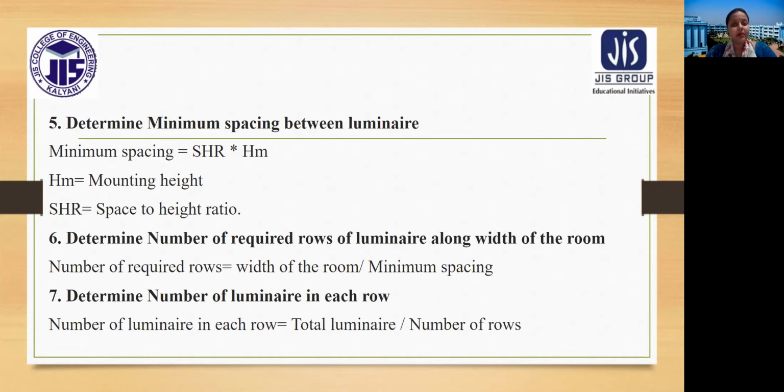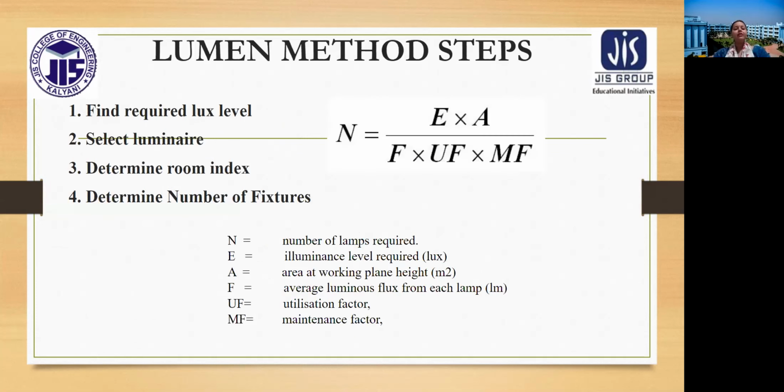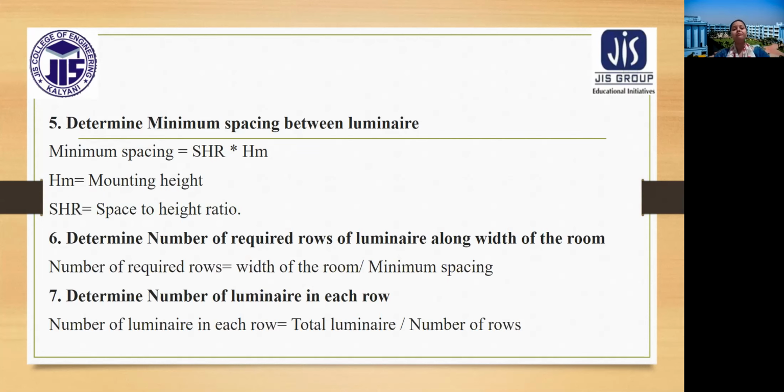So what were our steps? First find the required lux level, next select luminaire, third determine room index, fourth determine number of fixtures. Next is determine minimum spacing between luminaires. Next is determine number of required rows of luminaires, and last is determine number of luminaires in each row.